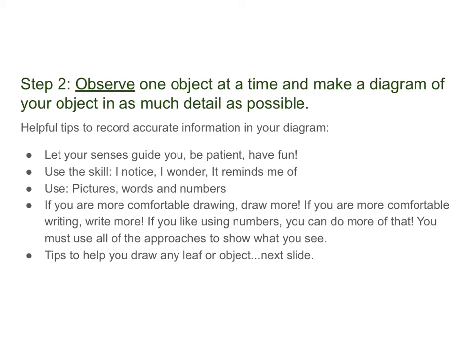Step 2, observe one object at a time and make a diagram of your object in as much detail as possible. Here are some tips to record accurate information in your diagram. Let your senses guide you. Be patient and have fun. Use the skill I notice, I wonder, it reminds me of. Use pictures, words, and numbers. If you are more comfortable drawing, draw more. If you are more comfortable writing, write more. If you like using numbers, you can do more of that. You must use all of the approaches to show what you see.